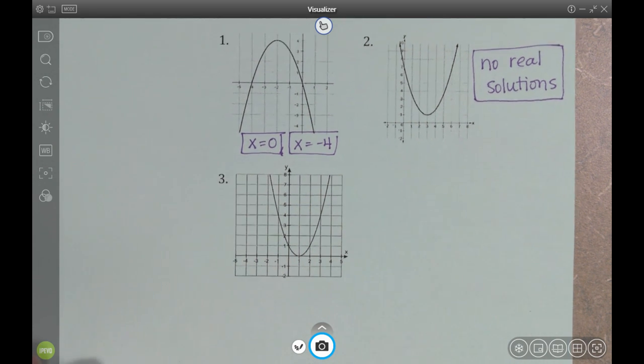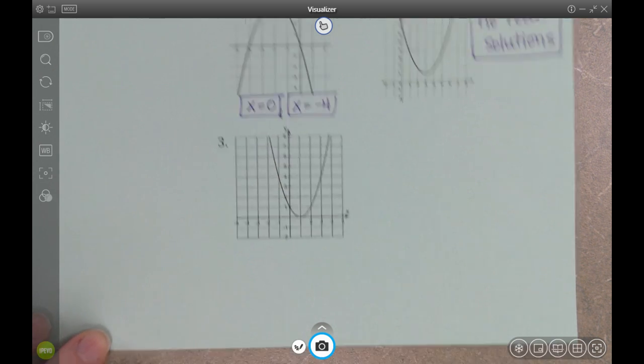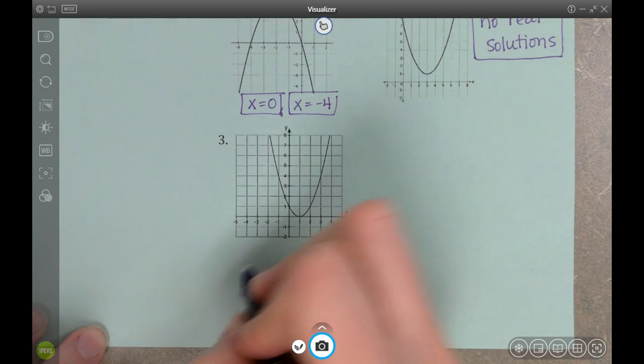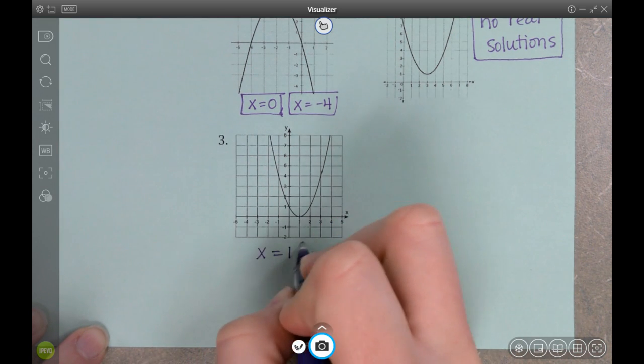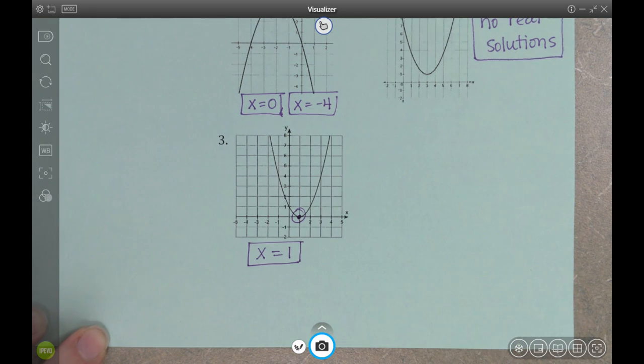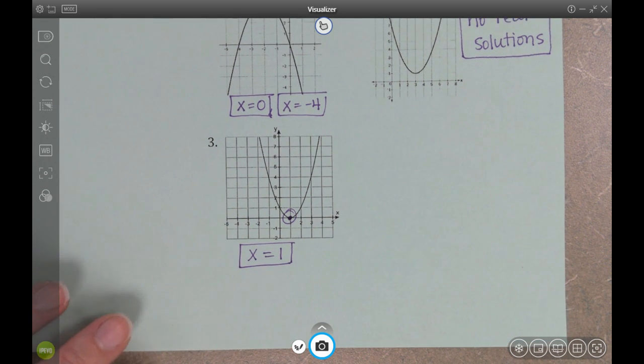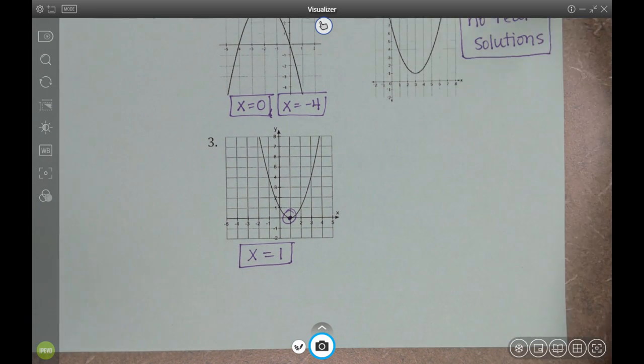Okay, what about the third one? How many solutions do I have? Just 1. And what is it? 1. Because it only touches or crosses the x-axis 1 time. So when you have the graph, it's really easy. Nothing's too crazy.